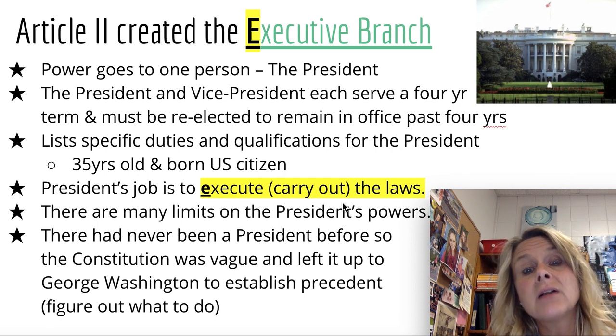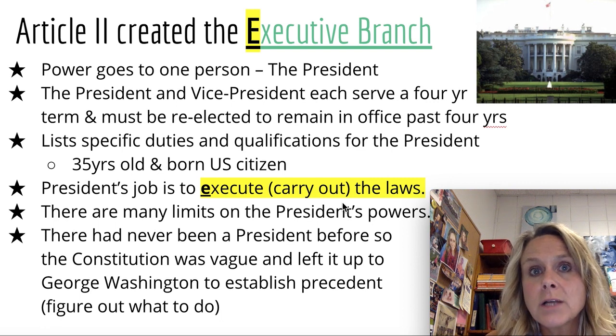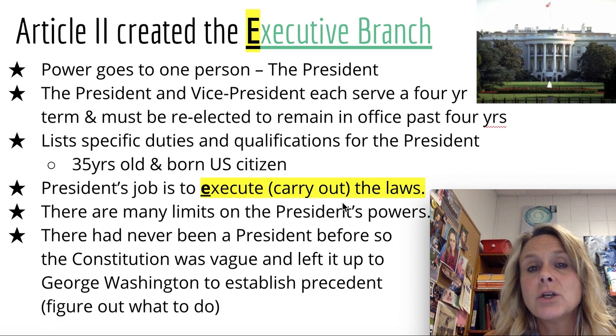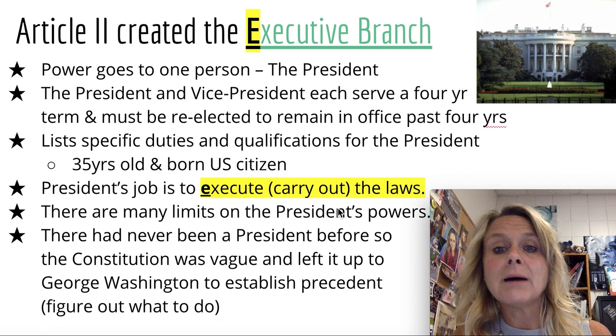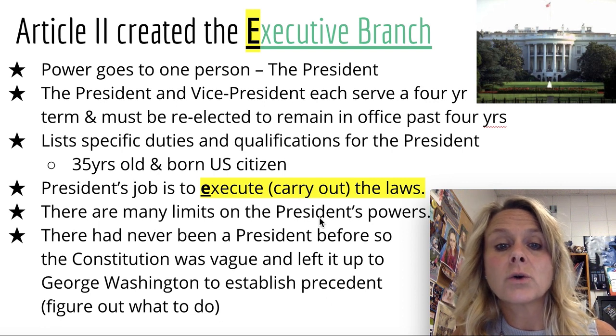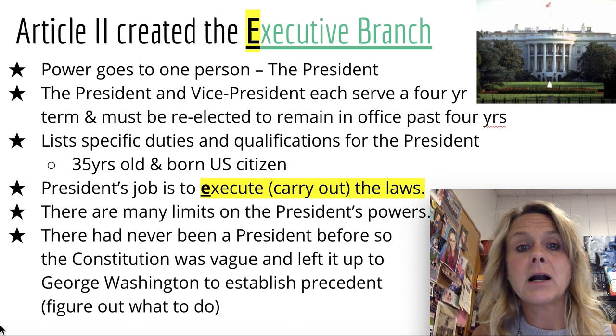Now that is until FDR, Franklin Delano Roosevelt, was elected to office 4 times. It was after that that they made an amendment or a change to the Constitution, it's the 22nd Amendment, where they limited you to running only 2 terms. Okay? And again, the job is to enforce or carry out the laws that are passed by Congress.